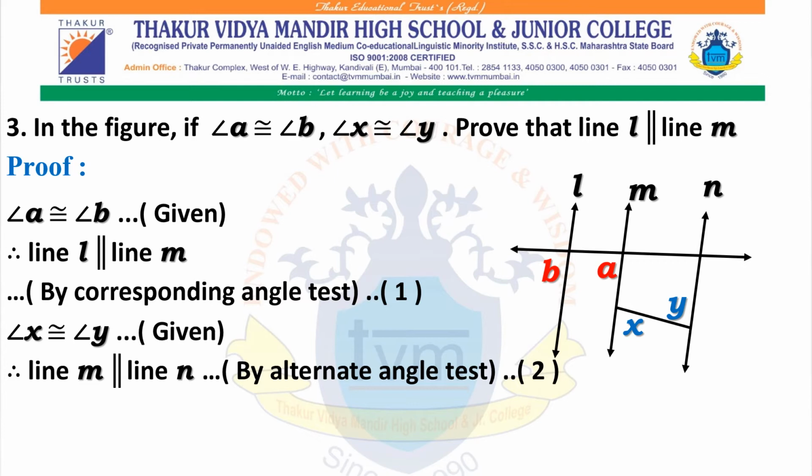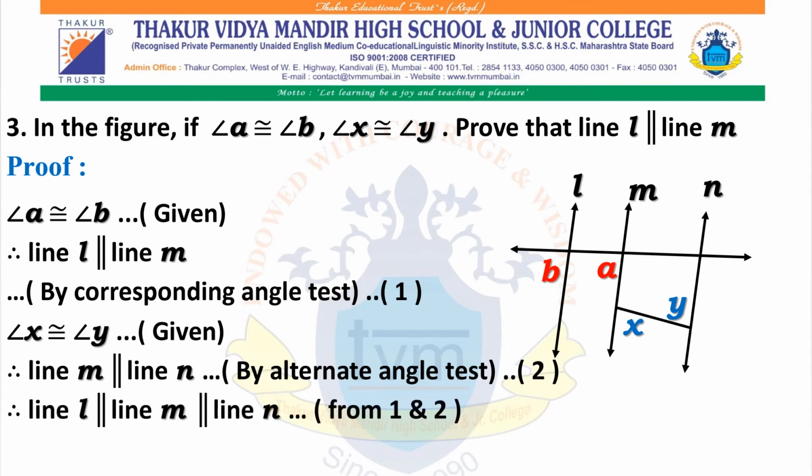Look at equation 1. Here line L is parallel to line M, and equation 2 is line M parallel to line N. Okay, so line L of equation number 1 and line N of equation 2 are parallel to line M. It means all three lines are parallel. So I can say that line L is parallel to line M, parallel to line N, from 1 and 2. Therefore line L is parallel to line M.